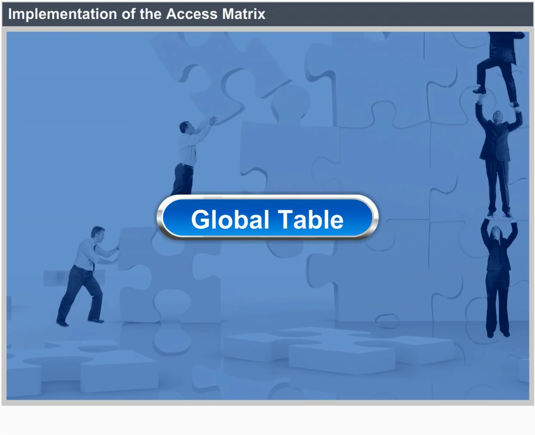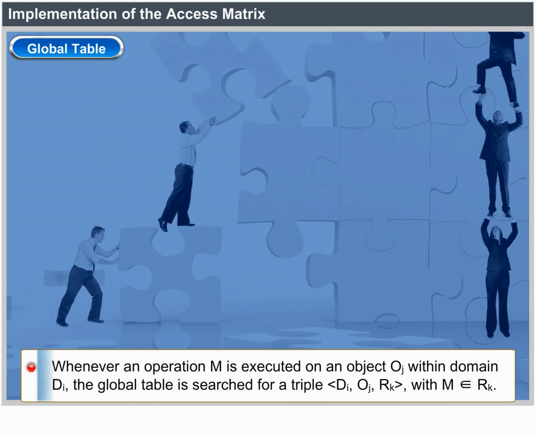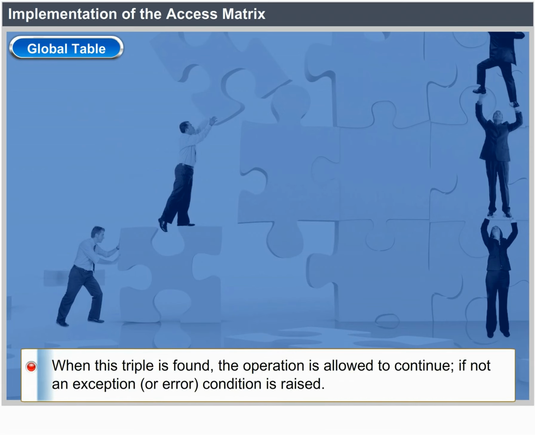Global table. The simplest implementation of the access matrix is a global table consisting of a set of ordered triples: domain, object, rights-set. Whenever an operation M is executed on an object Oj within domain Di, the global table is searched for a triple <Di, Oj, Rk> with M ∈ Rk. If this triple is found, the operation is allowed to continue. Otherwise, an exception or error condition is raised.